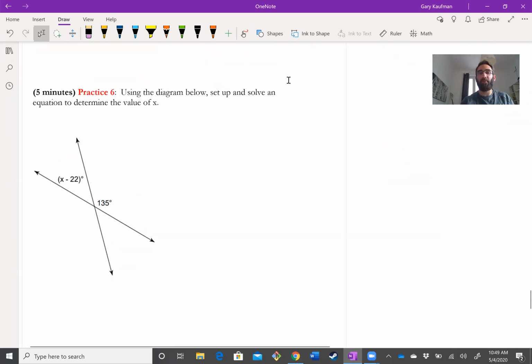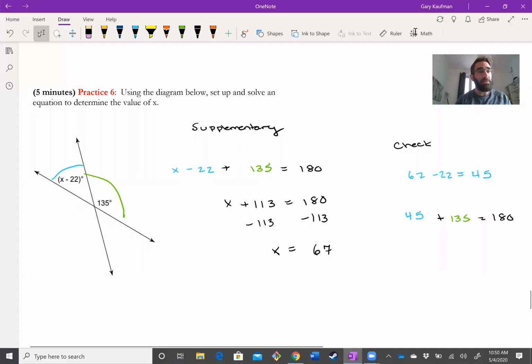One more practice problem before an exit ticket. Go ahead. So this last practice problem was supplementary, and we were able to then add them up. And again, we see the check here to be 180. If you need to pause it, make sure you pause it. Otherwise, go on to the exit ticket.